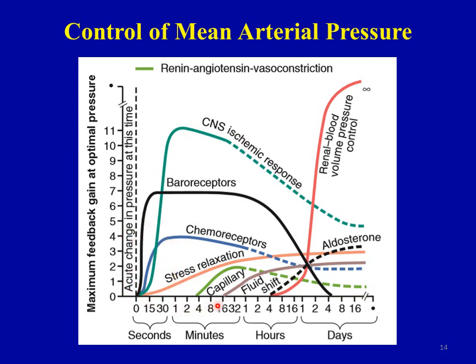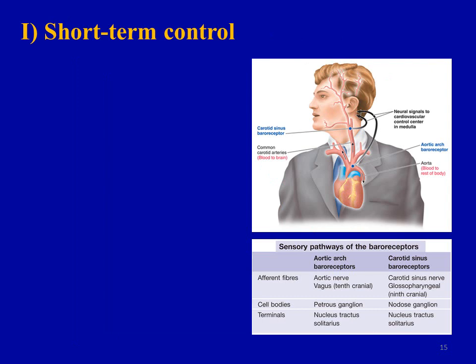Then we have the stress relaxation mechanism, the capillary fluid shift, and the aldosterone system, or the renin-angiotensin-aldosterone system. They are intermediate controllers, while the renal blood volume response control is a long-term controller of the mean arterial pressure. Let's start with the short-term control of mean arterial pressure.